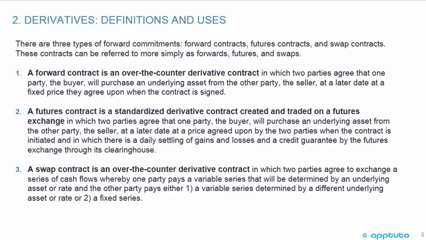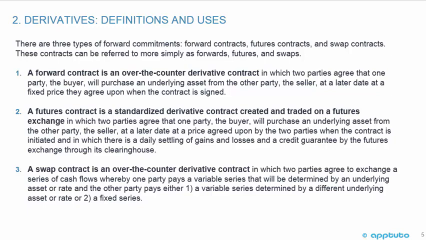There are three types of forward commitments: forward contracts, futures contracts, and swap contracts. These contracts can be referred to more simply as forwards, futures, and swaps. A forward contract is an over-the-counter derivative contract in which two parties agree that one party, the buyer, will purchase an underlying asset from the other party, the seller, at a later date at a fixed price they agree upon when the contract is signed.